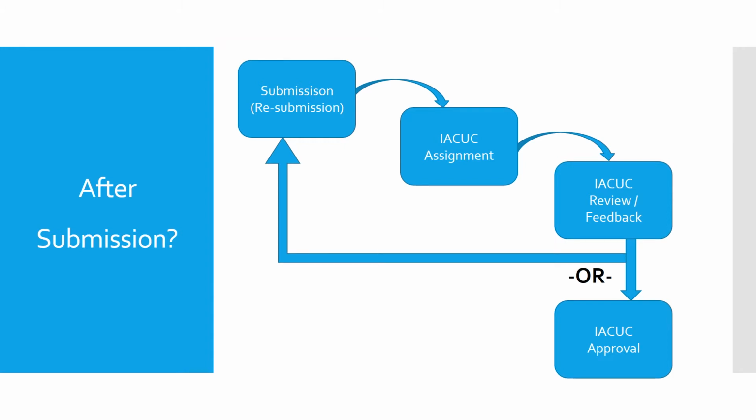Protocols are generally assigned to the IACUC 2 to 3 business days after submission, and the committee is allowed 10 business days to review the protocol, then provide feedback. Be on the lookout for correspondence from the TOPAZ system, as this is how feedback occurs. The IACUC must convene a meeting and have a majority vote of the committee in order to approve a protocol.